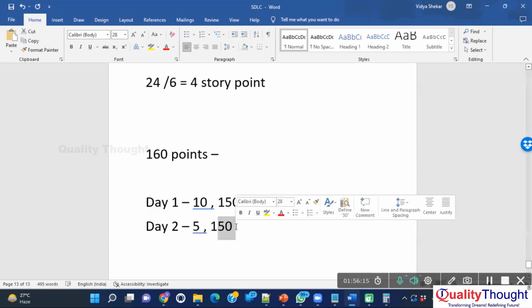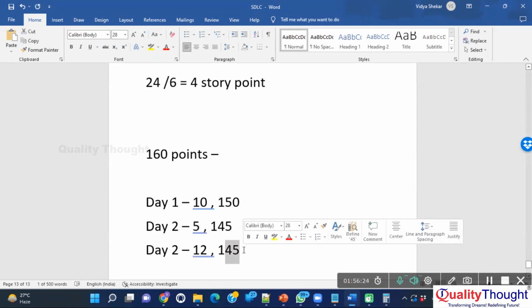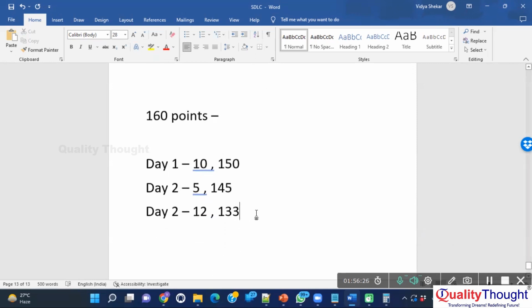How much effort is remaining? 145 story points are remaining. Day 3, you worked very good. 12 you have delivered. That is 130, like this. This will tell you the work completed. This will tell you the work pending.